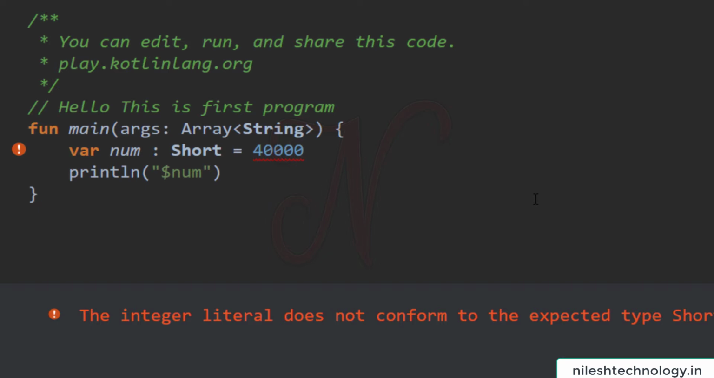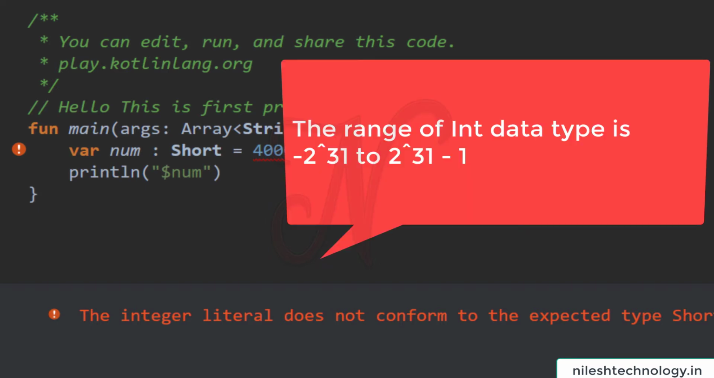Again, third one is the integer. The range of the integer data type is -2^31 to 2^31 - 1. So this is a big range. I think most variables and most ranges of values are stored in this integer type.